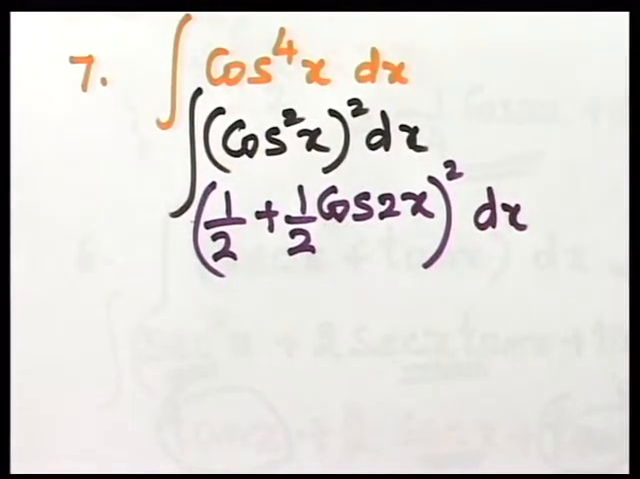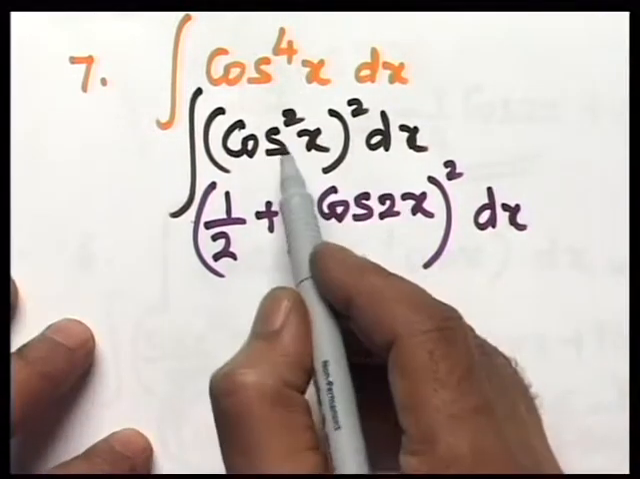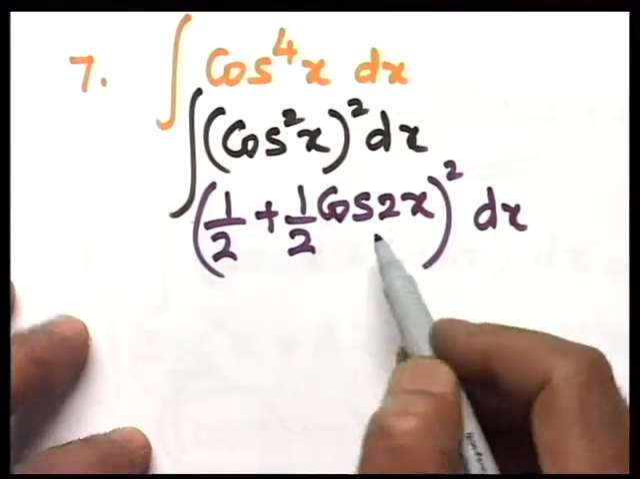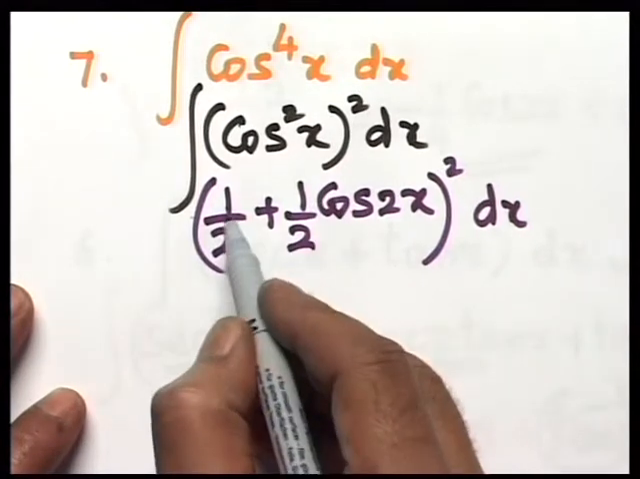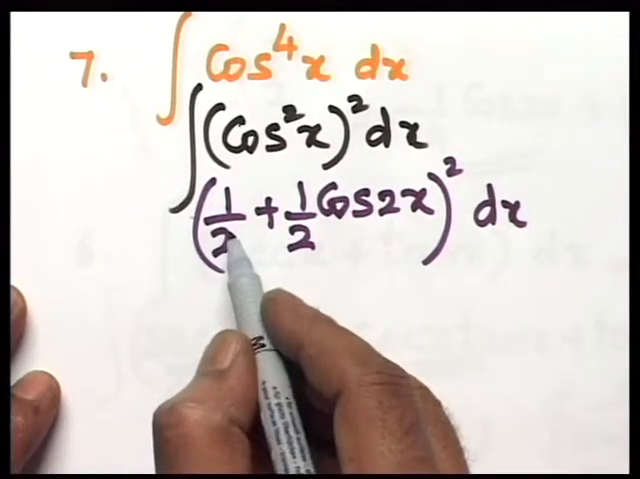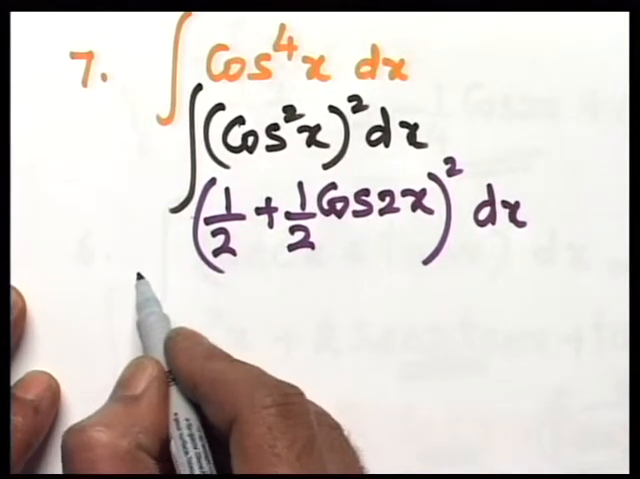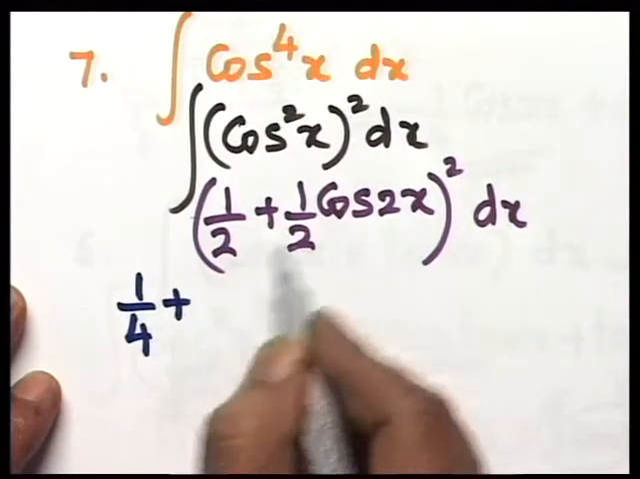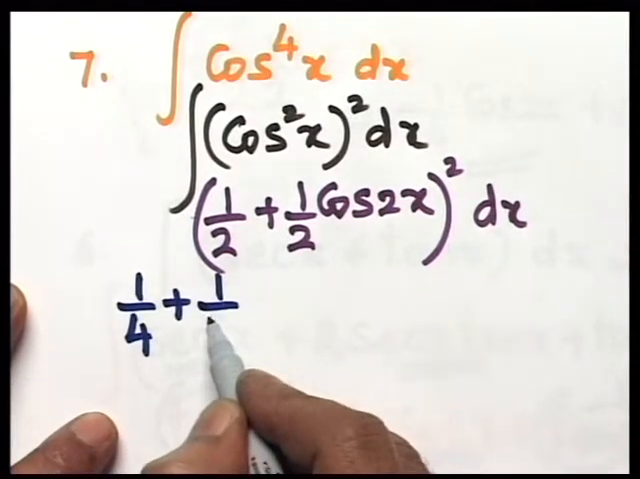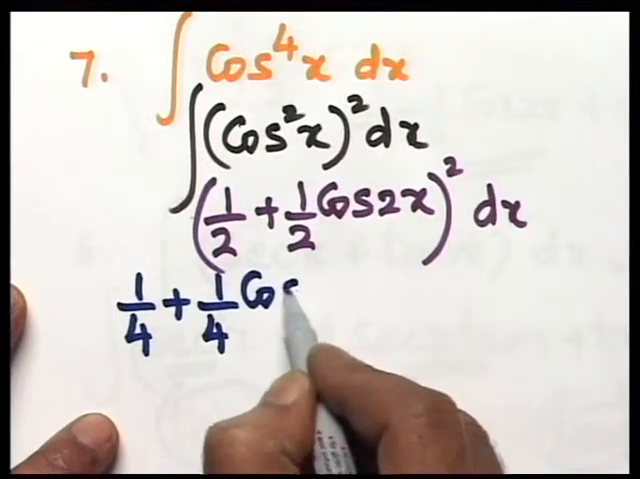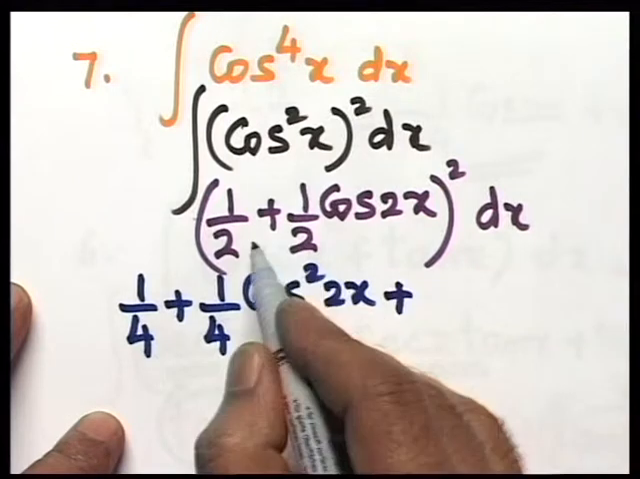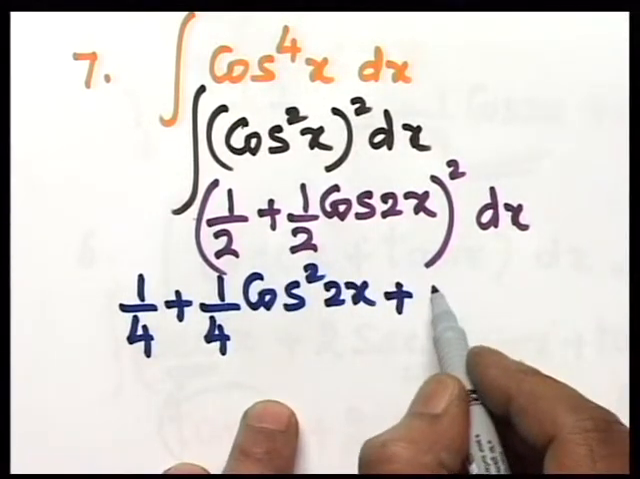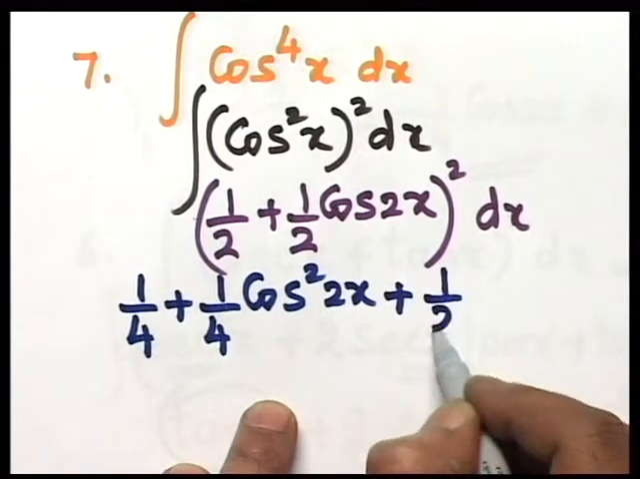So what we are saying now is, okay, we wrote cos square in terms of the double angles. Now we expand the bracket. After the expansion, we are supposed to get half square, which will be a quarter, and then plus that square, which will be a quarter cos square 2x. That's what we will get. And then plus 2ab. So that should be, I think, a half and cos 2 theta.